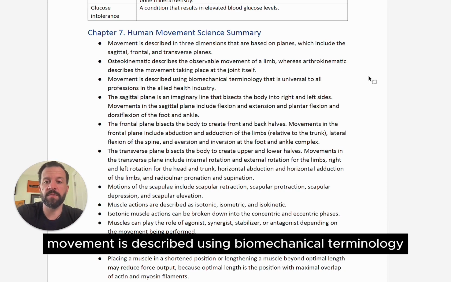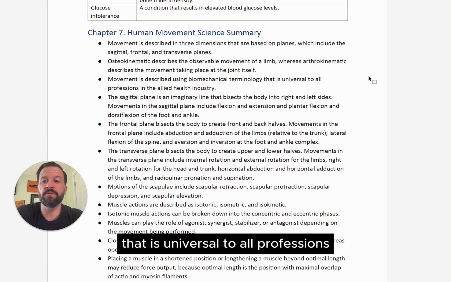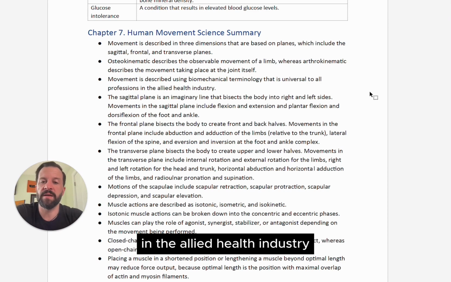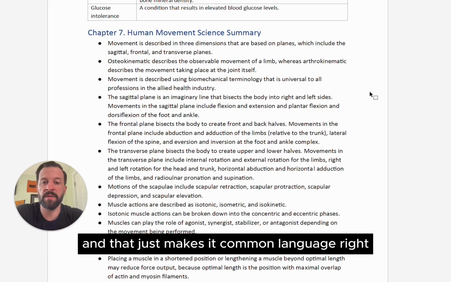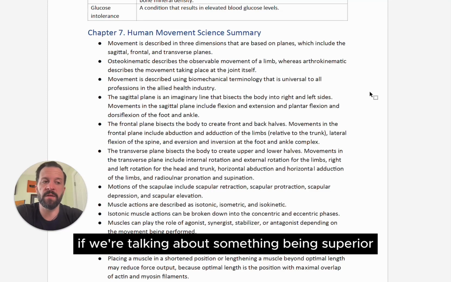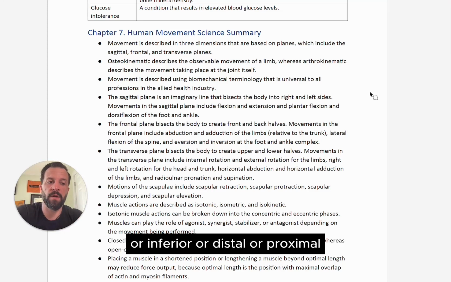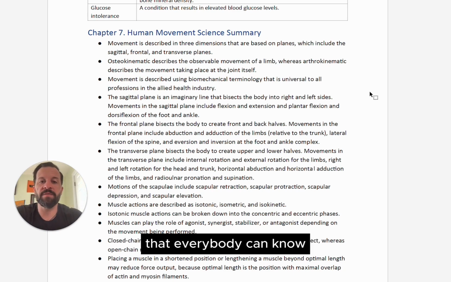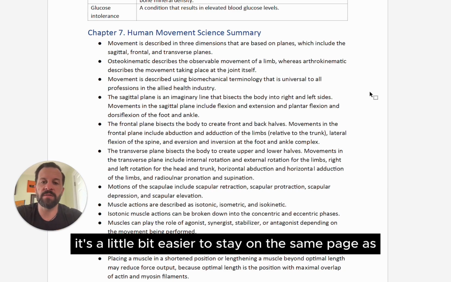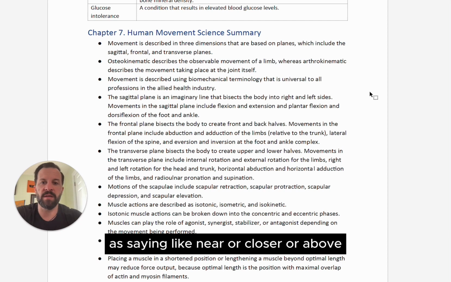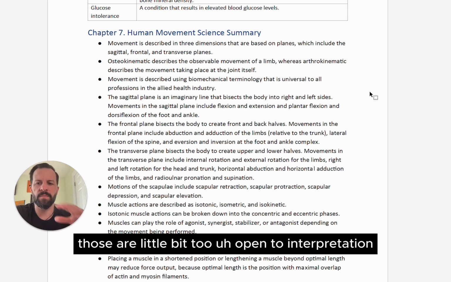Movement is described using biomechanical terminology that is universal to all professions in the allied health industry, and that just makes it common language, right? If we're talking about something being superior or inferior or distal or proximal, everybody can know. It's a little bit easier to stay on the same page than saying nearer or closer or above. Those are a little bit too open to interpretation.